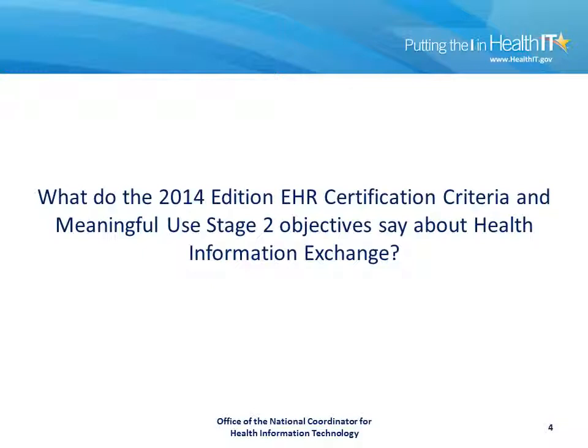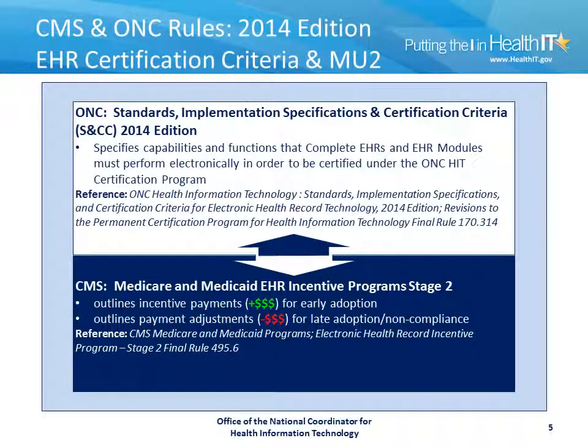So what did the 2014 edition EHR certification criteria, associated with Meaningful Use Stage 2, say about health information exchange? There are two rules associated with Meaningful Use Stage 2 and the 2014 edition standards and certification criteria. The first is the Standards Implementation Specifications and Certification Criteria issued by ONC, 2014 edition, and this specifies the data and standards requirements for certified electronic health record technology needed to achieve meaningful use. On the other side, there's Medicare and Medicaid's EHR Incentive Program Stage 2, published by CMS, which outlines incentive payments for early adoption as well as payment adjustments for late adoption or noncompliance.